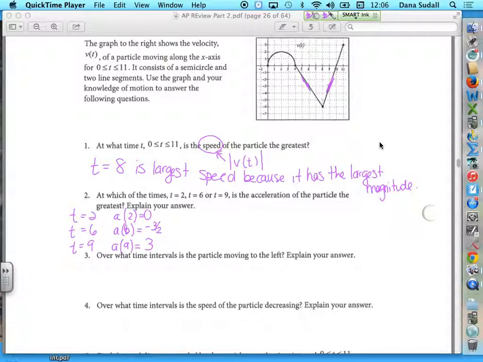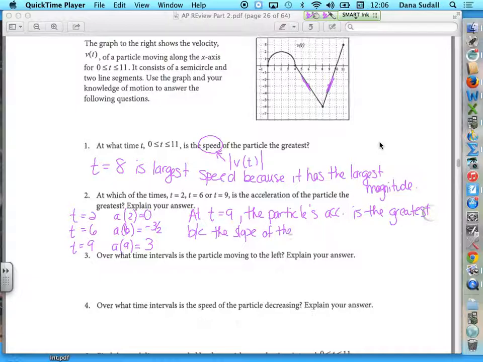So if I want to know when the acceleration is the greatest, at t equals 9 the particle's acceleration is the greatest, because the slope of the tangent line to v of t at 9 is the largest.